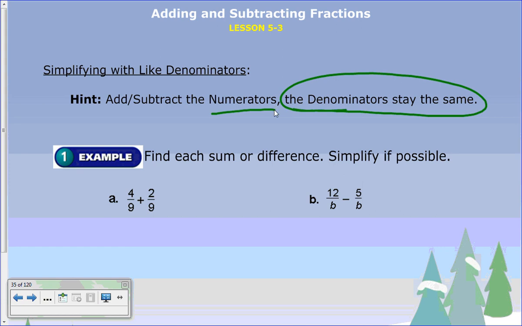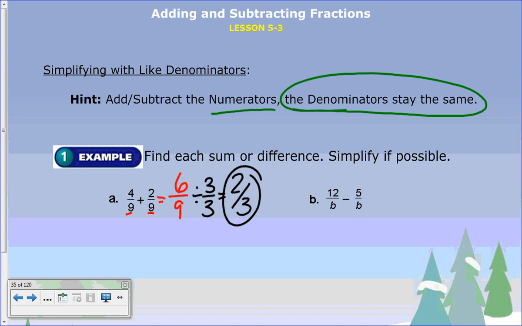So numbers A and B, find each sum or difference, then simplify if possible. Well, here we have 4 9s plus 2 9s. You can see the denominators are both 9, so that stays the same. But if I have 4 9s and I add 2 9s, well, 4 plus 2 is 6. So we get 6 9s. However, that can be simplified. I know that 3 goes into both of them. So I'm going to simplify by dividing by 3, and I get 2 thirds.